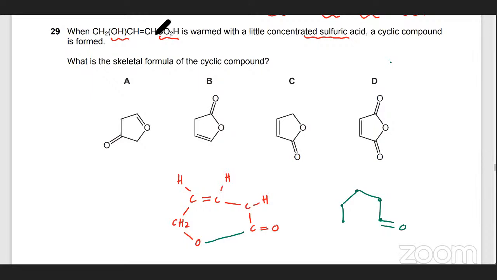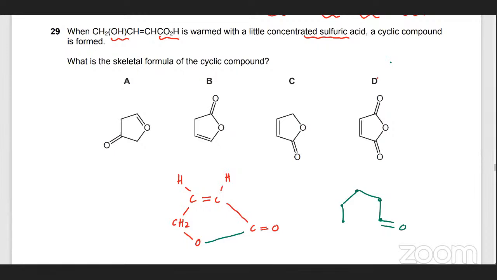I made a mistake. I added an extra carbon over here. This CH is not there. I mean, there's only one CH after the double bond. This one is extra, so I'm going to remove that. I've just gotten rid of that.